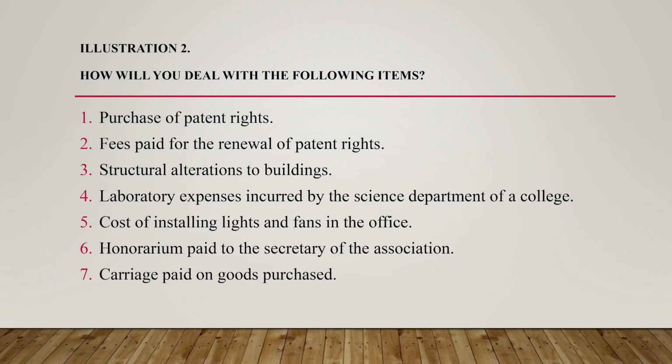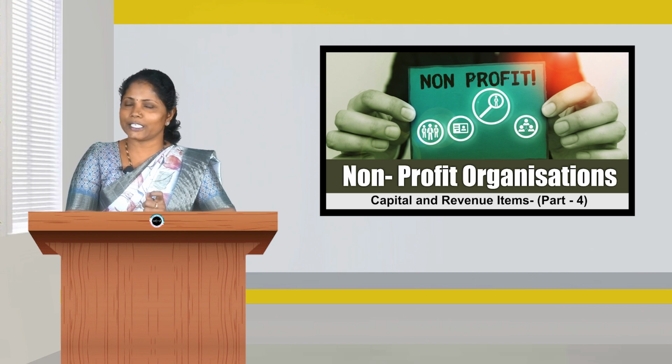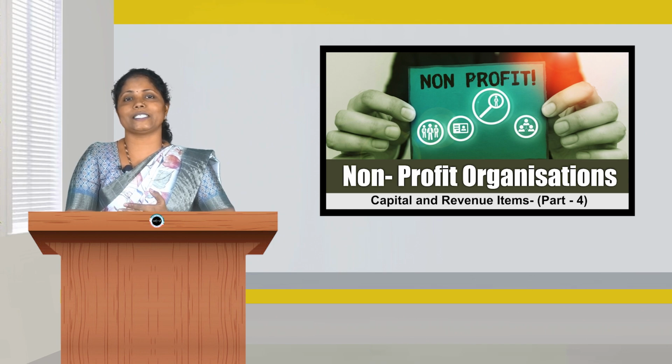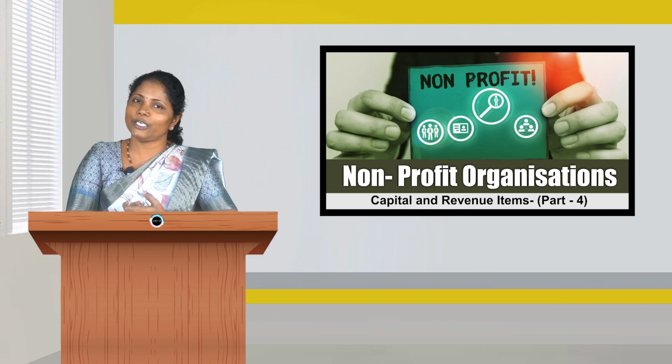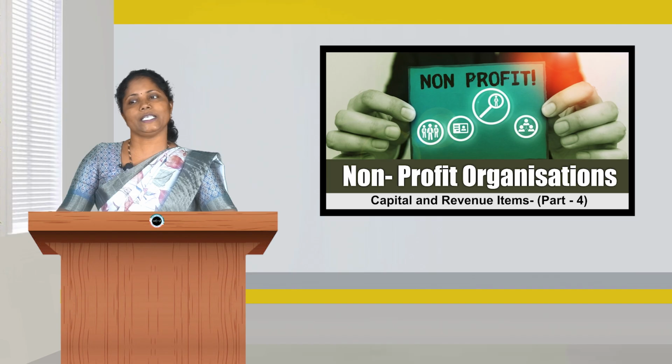The next one, carriage paid on goods purchased. What is this? Whether this is an expense in connection with the purchase of any asset? No. This is in connection with the purchase of goods and services. Definitely, this is a revenue expenditure to be charged to the income and expenditure account.